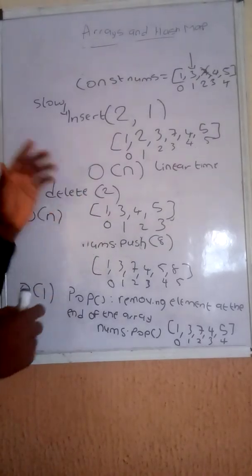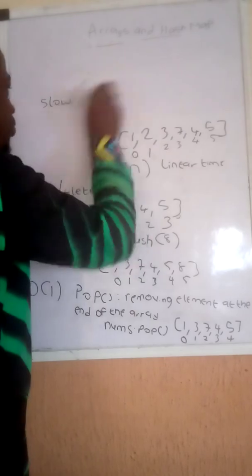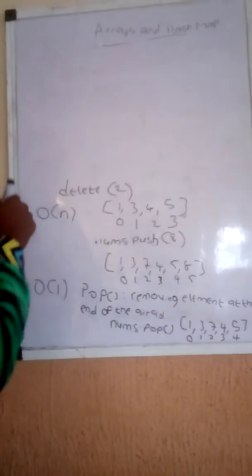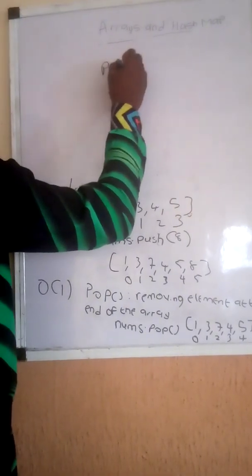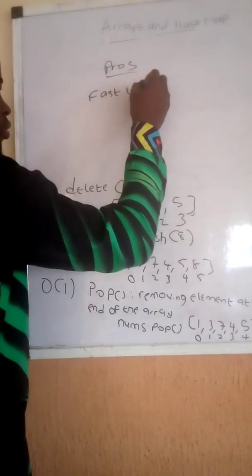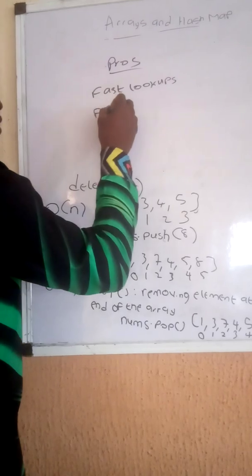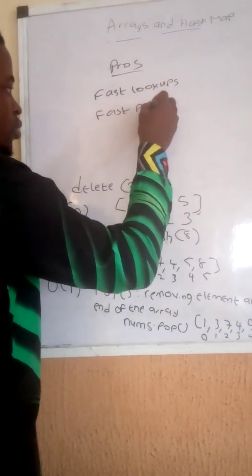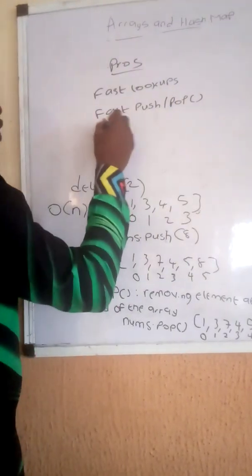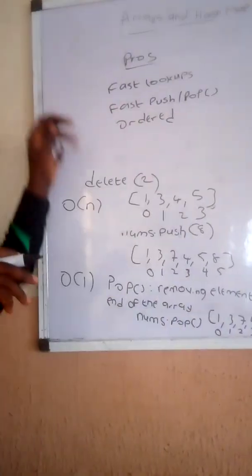So if there is one point you take from this lesson, it is that arrays are good for fast lookups. These are the pros of arrays. One, they are good for fast lookups. Two, they are good for fast push or pop. Then three, they are also ordered. These are the pros.